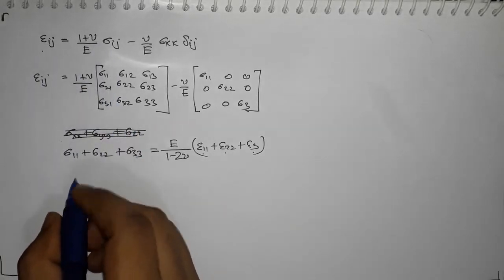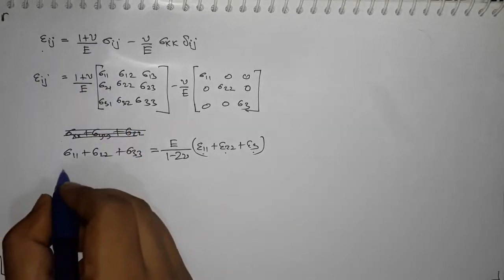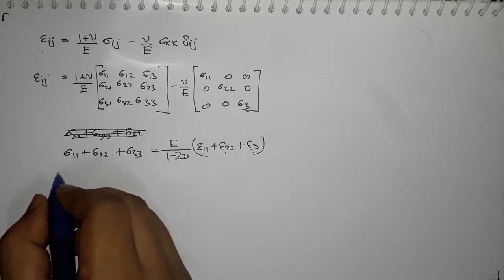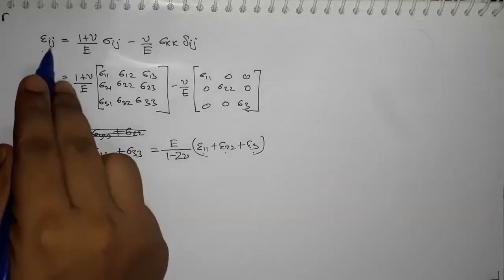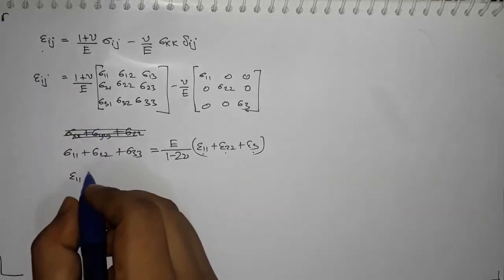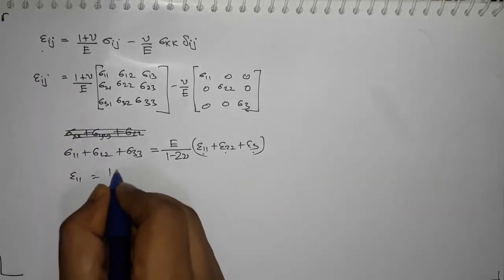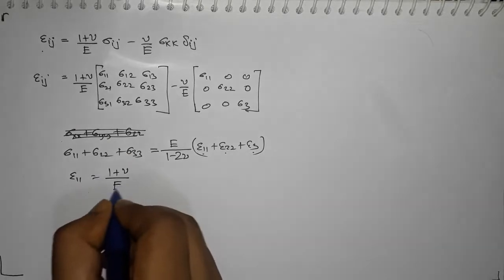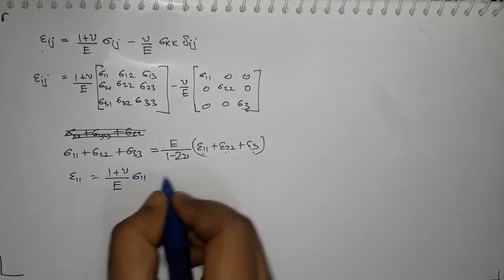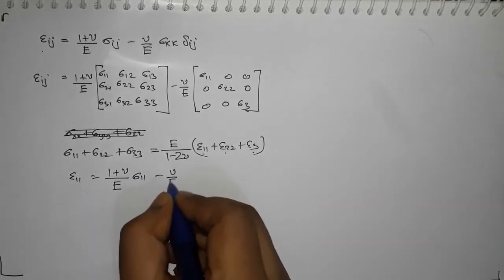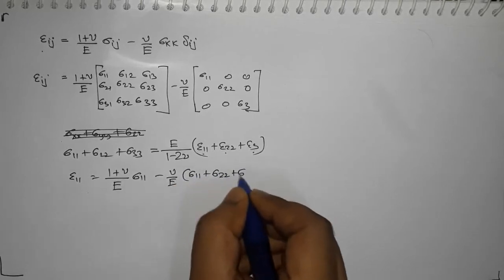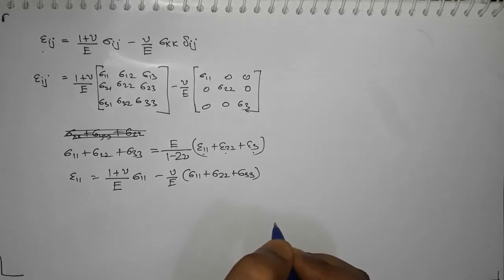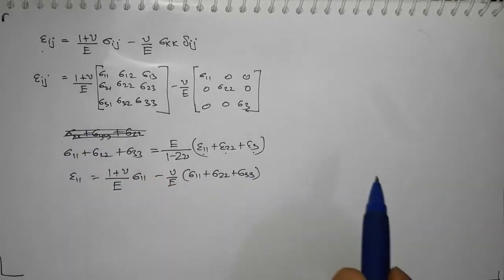Okay, so now let me write the expression for epsilon 1 1. If we have to find epsilon 1 1 from that, it will be (1 plus mu) by E sigma 1 1 minus mu by E times (sigma 1 1 plus sigma 2 2 plus sigma 3 3). This is what you get.